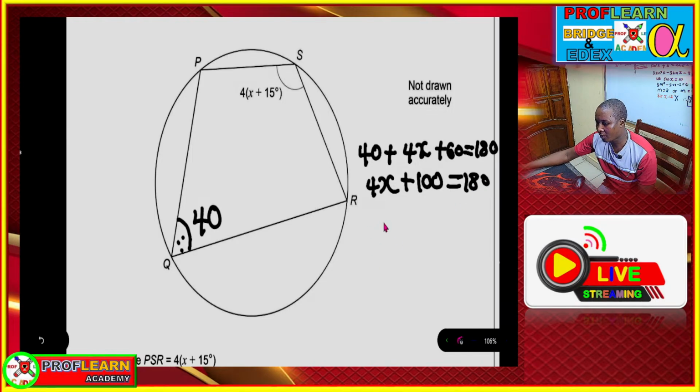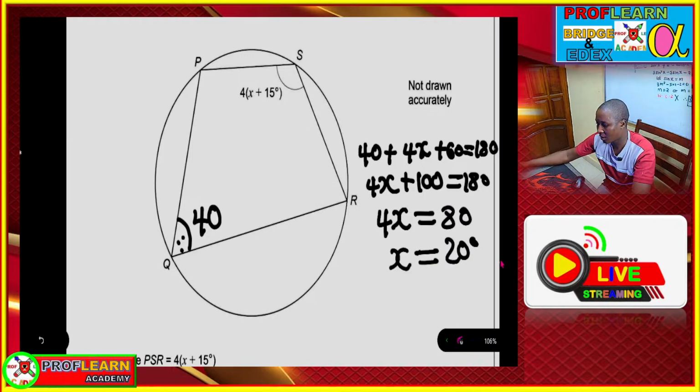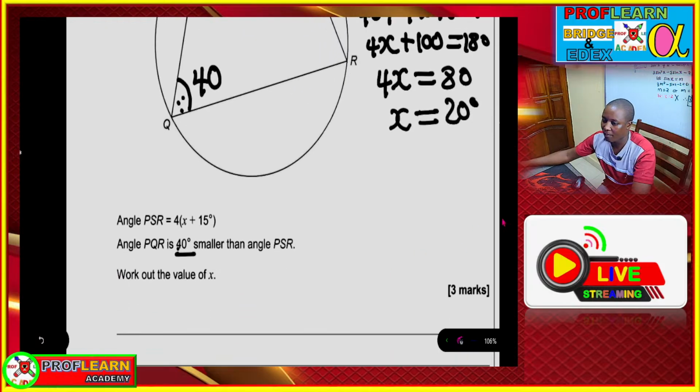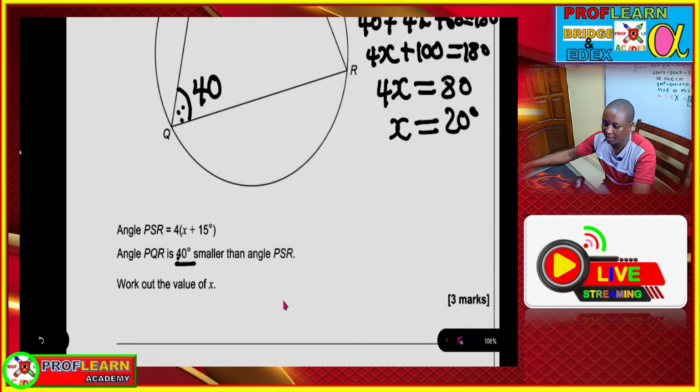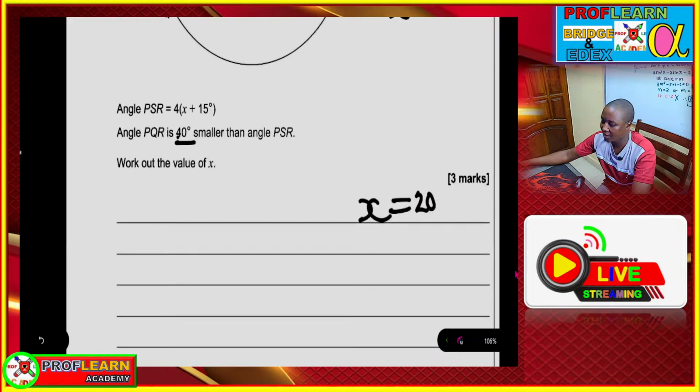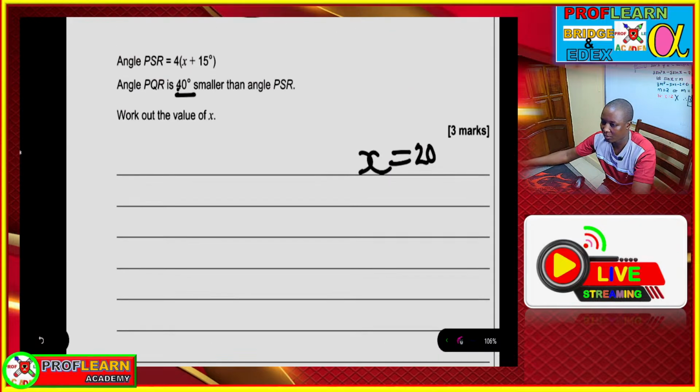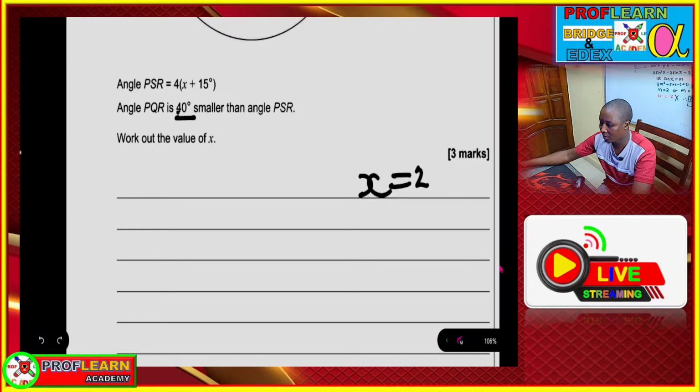And if we add this, we are going to get 4x plus 100 is equals to 180, which will mean that 4x is going to be equivalent to 80 degrees, and our x is going to be equals to 20 degrees. So we need to say the value of x is equals to 20 degrees, and that is exactly what we were supposed to do in that particular question.